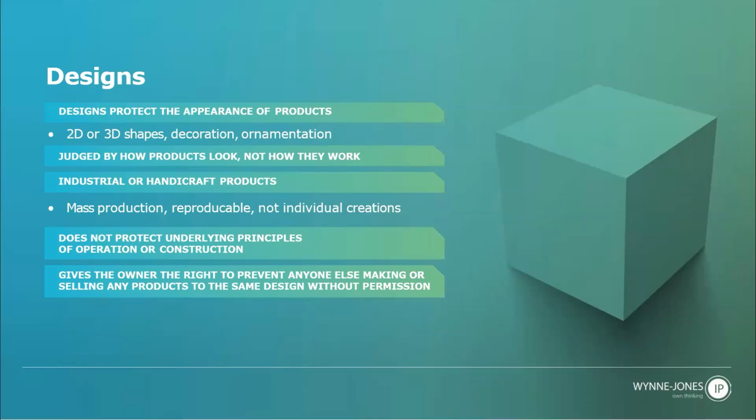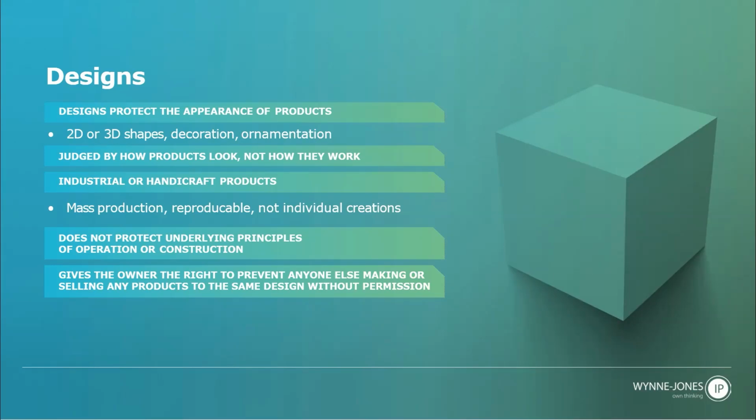So let's turn now to designs, what we call designs in the IP world. They're about the appearance of products. So it's 2D or 3D shapes of products, decoration, ornamentation, combinations of these. It's what the thing looks like, not how it works. So a new product might have a nice, interesting function, but all that design protection cares about is what it looks like, not the functional requirements or the constructional requirements that go into it. You can't use design protection as a sort of cheap way around the patent idea. It's a different thing.